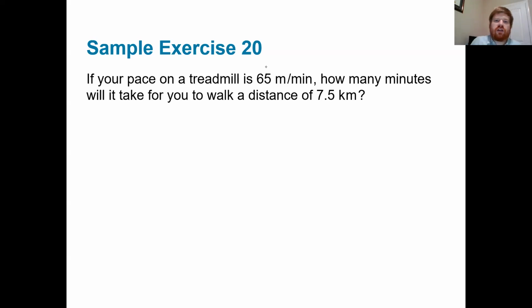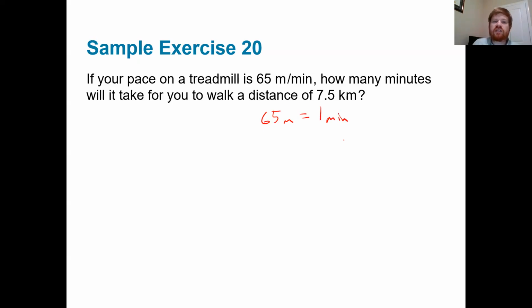So what are you given here, right? You're given that your pace is 65 meters per minute. Is that a starting number? Is that what you're given really? Or what that actually is, it's a pace. In other words, it is a conversion factor. We know that there's 65 meters traveled for every 1 minute on the treadmill. So that's going to be actually our conversion factor in the end.